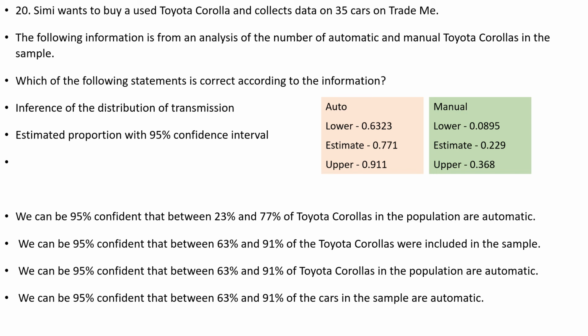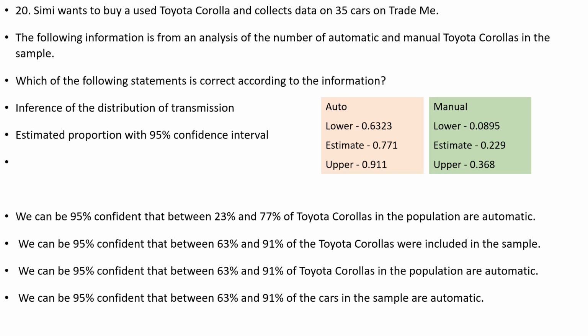So we can be 95% confident that between 23% and 77% of Toyota Corollas in the populations are automatic. We can be 95% confident that between 63% and 91% of the Toyota Corollas were included in the sample. We can be 95% confident that between 63% and 91% of the Toyota Corollas in the population are automatic. We can be 95% confident that between 63% and 91% of the cars in the sample are automatic.